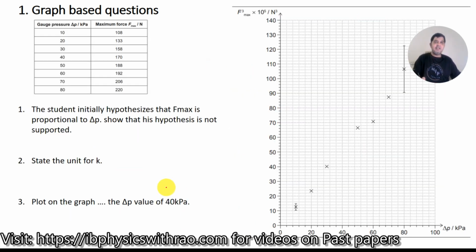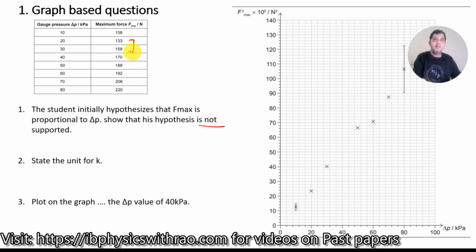The student initially hypothesizes that f max is proportional to delta p. Show that the hypothesis is not supported. Whenever you have "not supported", you need to prove it is not supported. Now, how do you prove that it is not supported? Simple. You take 2 values. Not using the graph. You are not going to use the graph out here. Take 2 values. Take these 2 values for example.